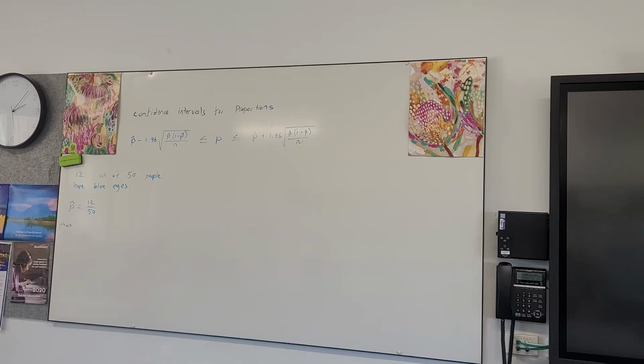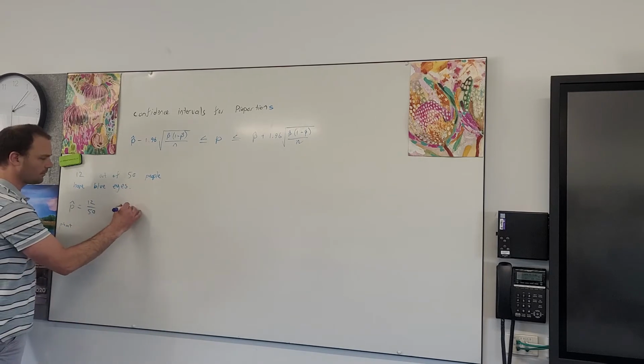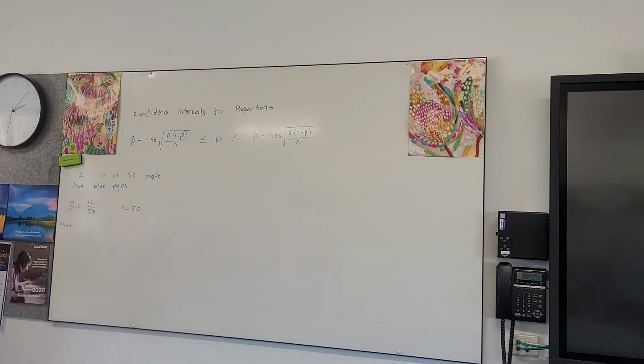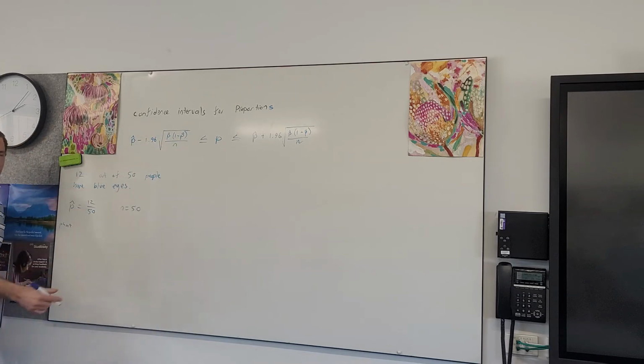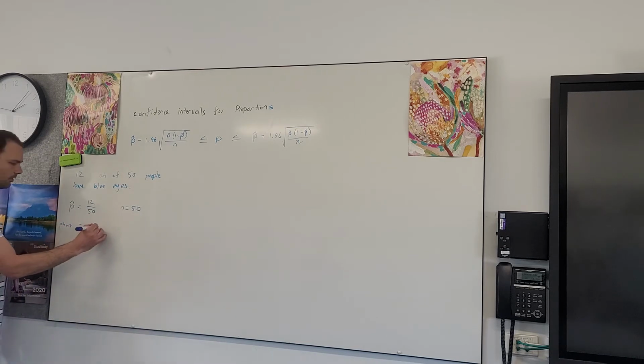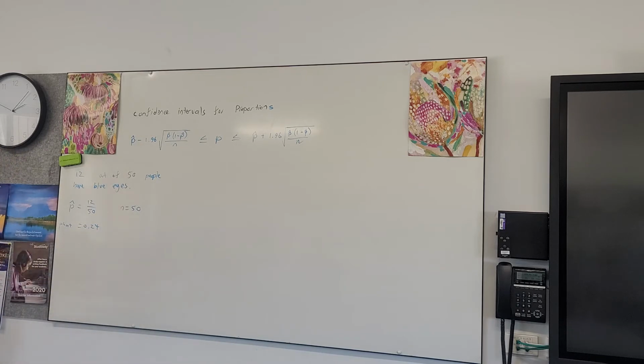Our value of N is how many people we sampled, which is 50. And then we have all the information we need to calculate this confidence interval. I'm going to put P hat in there and there. One take P hat, what's that going to be? If we have 12 out of 50, that's 0.24. So 24% of the sample have blue eyes.